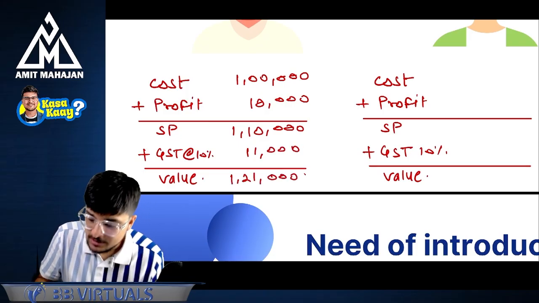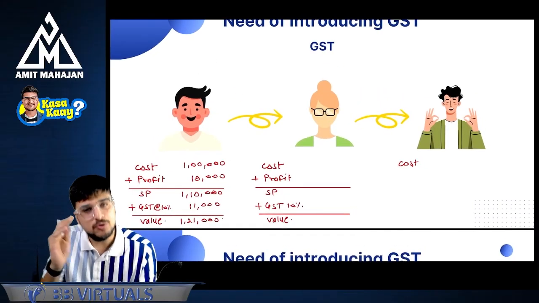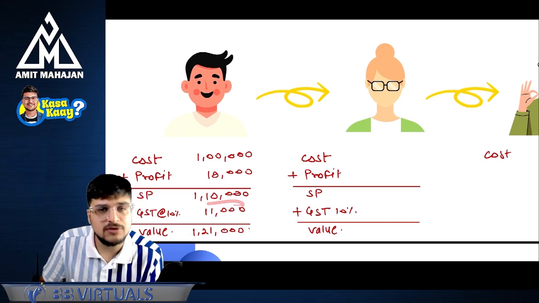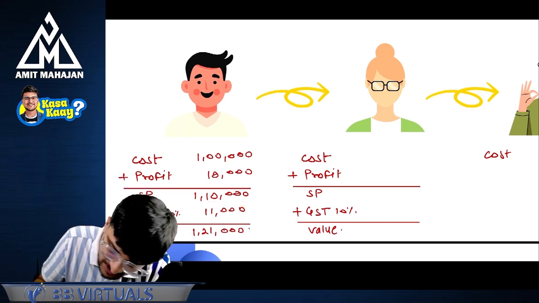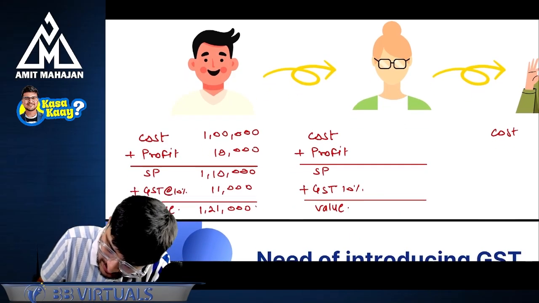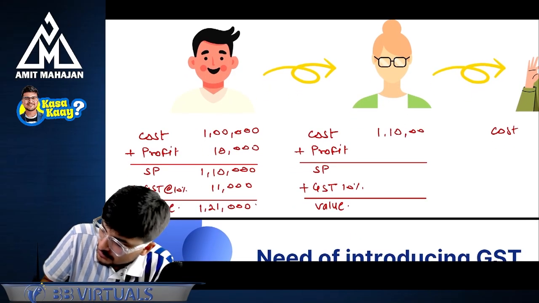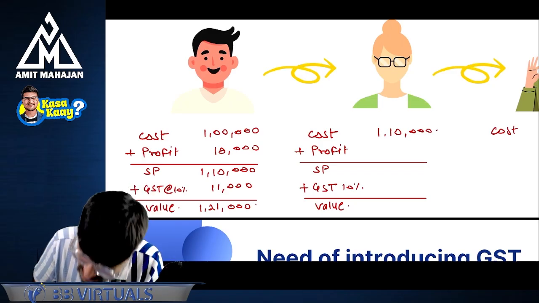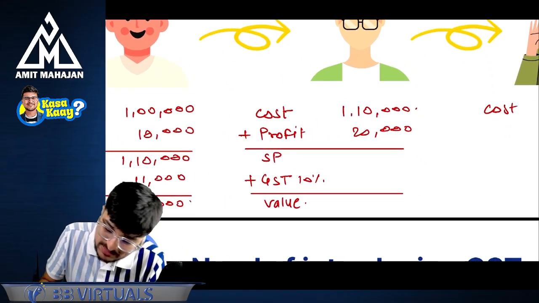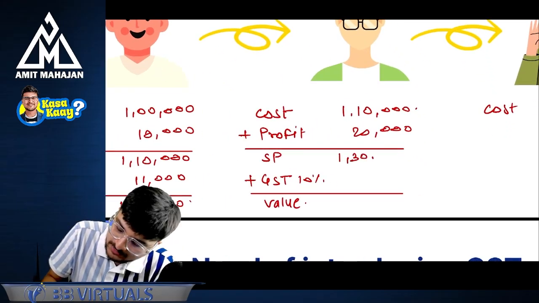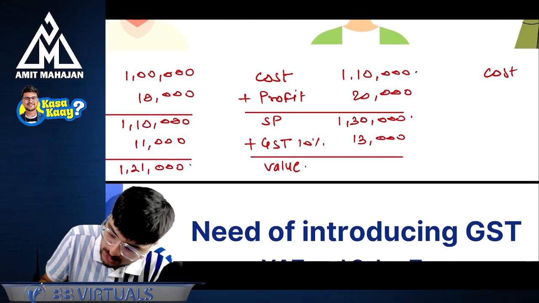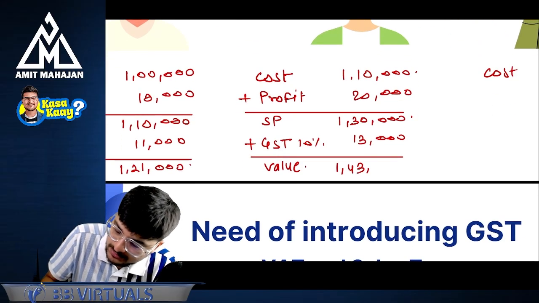Yes. Sir, what is the cost for the retailer? Using the same logic, can I say this retailer will get the credit of this 11,000 rupees? And that's why the cost for the retailer is not 1,21,000, it is actually 1,10,000. What is the profit? Profit is 20,000 rupees. What is the selling price? Selling price is say 1,30,000 rupees, and again GST is charged at 13,000 rupees. So value comes to 1,43,000.